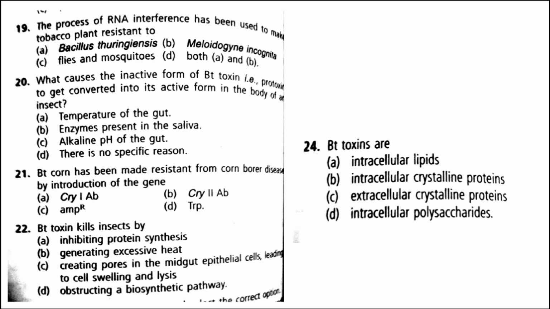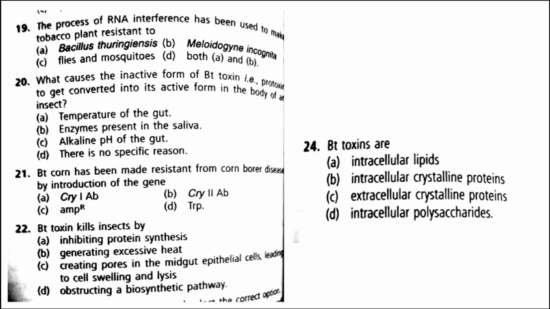Next, Bt-toxins kill insects by A. Inhibiting protein synthesis, B. Generating excessive heat, C. Creating pores in the midgut epithelial cells leading to cell swelling and lysis, and D. Obstructing a biosynthetic pathway. Here the answer will be option C.